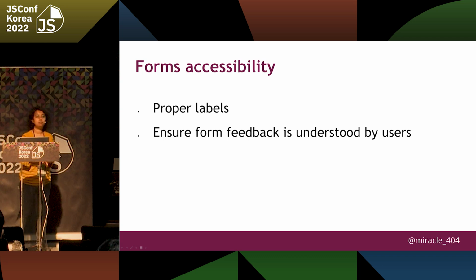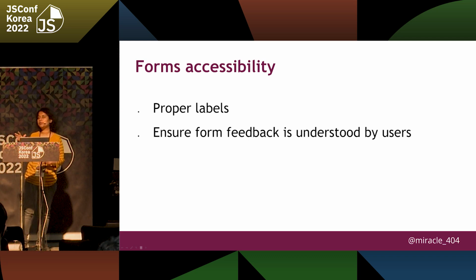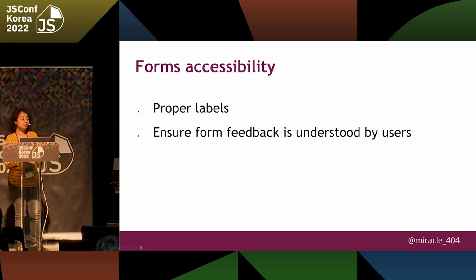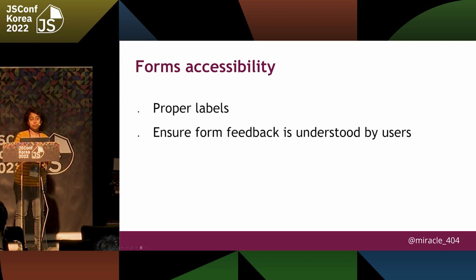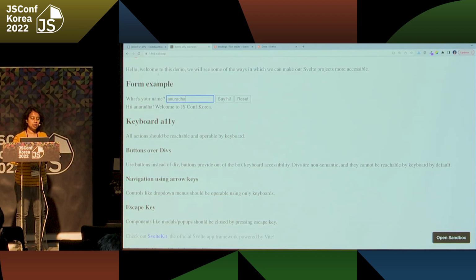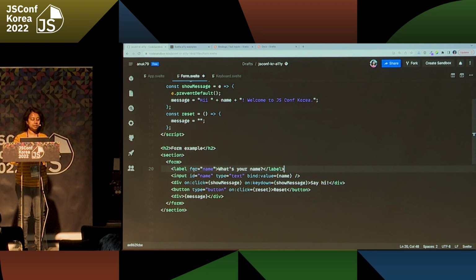Then form accessibility. Forms are a very important part of all our websites and applications. We can use them to provide some information or get some information from the user, right? So some of the important things there are labeling your forms properly, and ensuring the feedback is understood by the users. And yeah, so for example here, in Svelte, if you don't write a label for, it will show you an error that, hey, you need to label your forms.